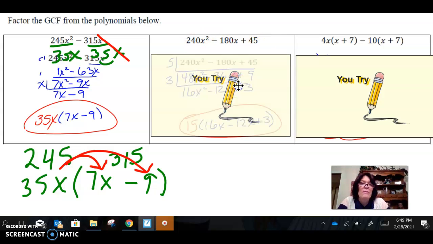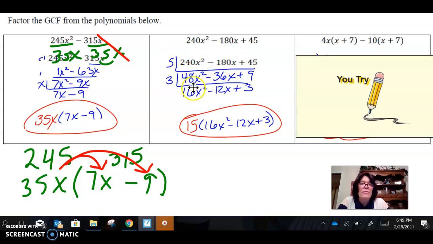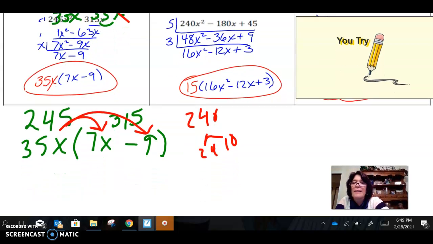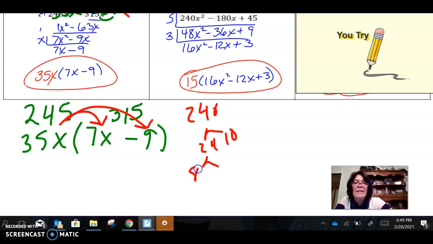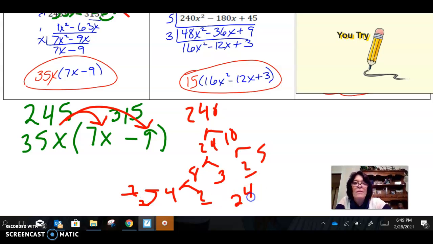Hopefully in between you were supposed to try these. Let's check to see. Here we were doing it in little parts, or you can just see that the GCF is 15, by taking 240, maybe breaking that down into 24 times 10. 24 is 8 times 3. 8 is 4 times 2. 4 is 2 times 2. 10 is 2 times 5, so there's 1, 2, 3, 4. It's 2 to the 4th, times 3 times 5.